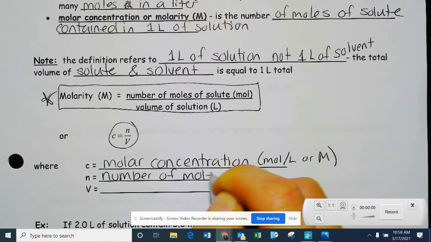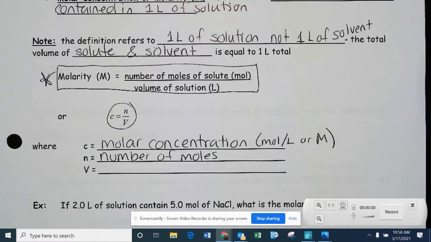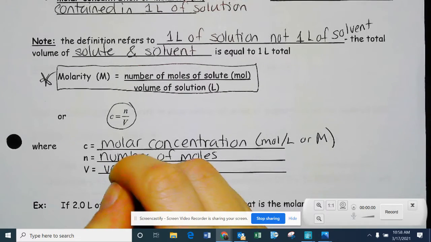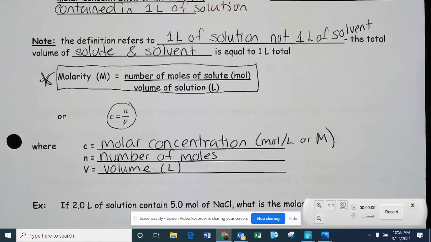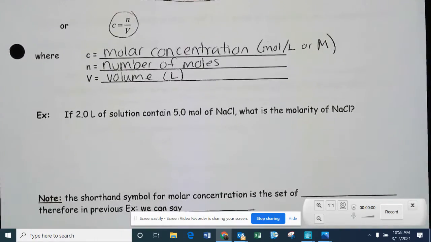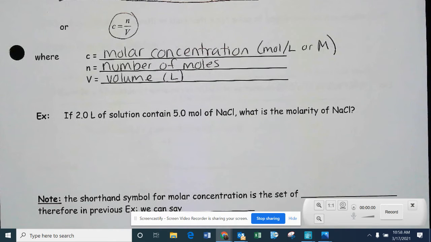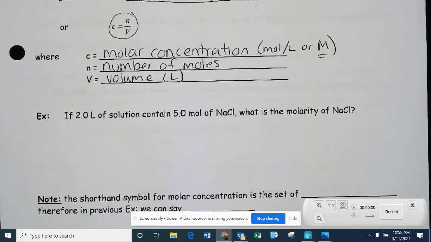The more you go into chemistry or biology or sciences in general, the more you're going to see N representing number of something. So in this case, it means number of moles. V means volume. And it needs to be in liters. That's really important. So if you see it in milliliters, you could write moles per milliliter, but that technically wouldn't be molarity. That would be a different thing.